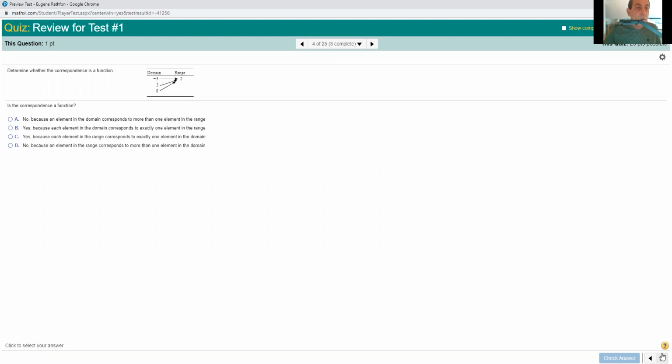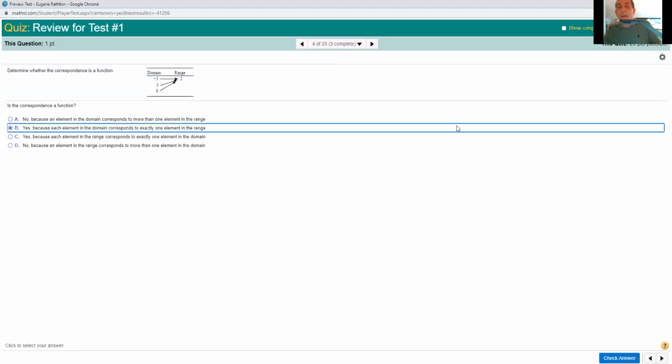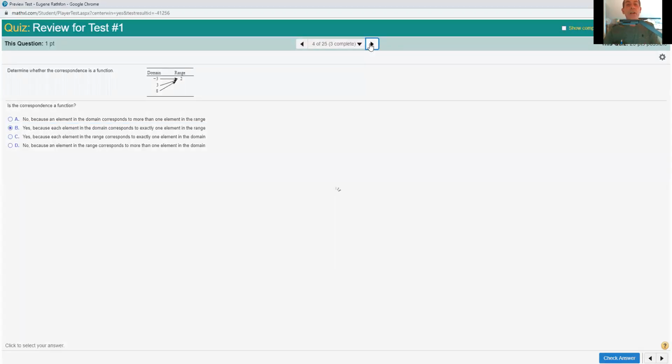All right, y'all, this wants to know if this is a function. So if this is a function, each one of these x values in the domain can only point to one y value. So -3 only points to the 2, +3 only points to the 2, 8 only points to the 2. So this is yes, because each element of the domain corresponds to exactly one element in the range. So click B on that one, and then we're moving on. So remember, every domain can only have one range value for that question.